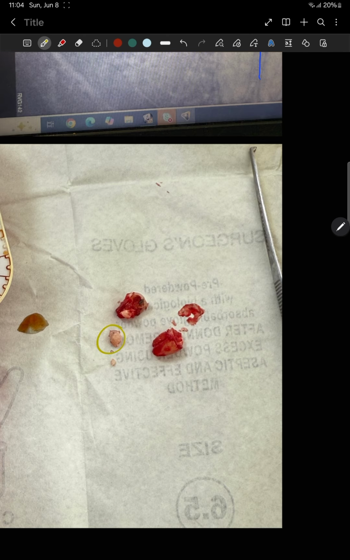So this is the small part that I had to remove before I could remove the entire crown, and then the remaining part of the crown was removed, and in the third step the entire root was removed.